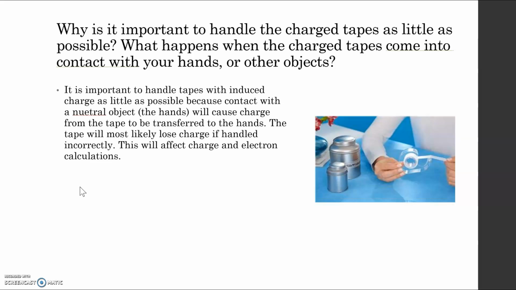It is important to handle these tapes with induced charge as little as possible because contact with a neutral object, your hands, will cause charge from the tape to be transferred to the hands. In this case, the tape will most likely lose charge if handled incorrectly. This will affect the charge and electron calculations in doing the lab.